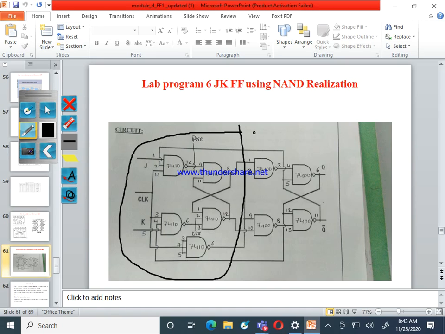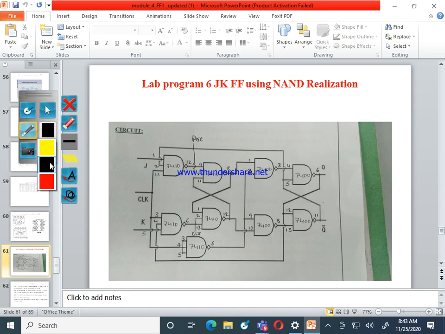Any doubt? So observe carefully, because you will face so many problems while doing this in your DELT simulator. Then how to do the second part? How can you do this part? See how to do this one.